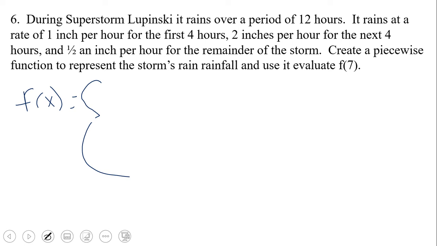So it rains at 1 inch per hour for the first 4 hours. So my first domain is going to start at 0. I'm going to use variable x, and it's going to end at 4. We're going to include the 0, and we're going to include the 4 because of the fact that it says the first 4 hours. Then it's going to be 2 inches for the next 4 hours. So that would be from hour 4 to hour 8. Don't include hour 4 because you've already included it in the previous step, but do include hour 8.